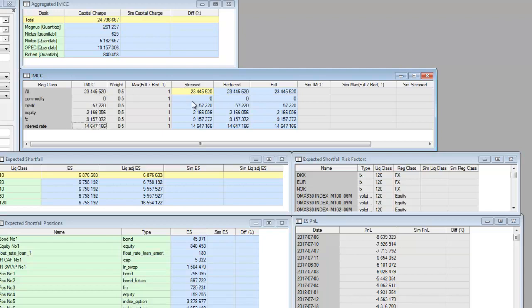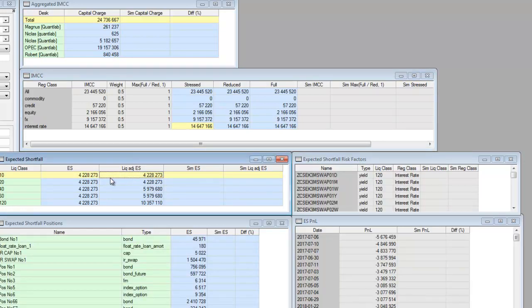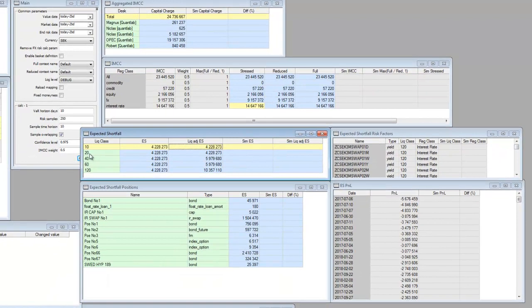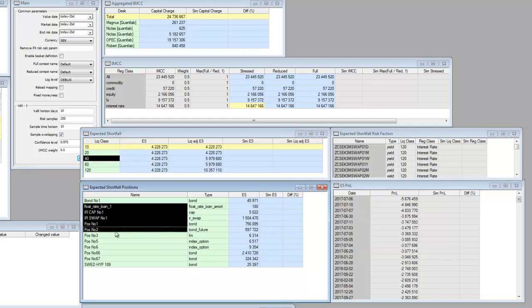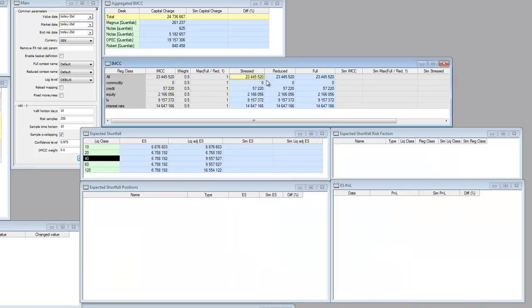So you can highlight a specific interest rate risk bucket on the total, and then drill down on the liquidity buckets, where we have the risk factors belonging to the 10-day, 20-day, 40-day, 60 and 120-day buckets. And we can go all the way down to the position level again and see the expected shortfall for each position. And we have the P&L vector and try to identify where this capital charge is coming from.